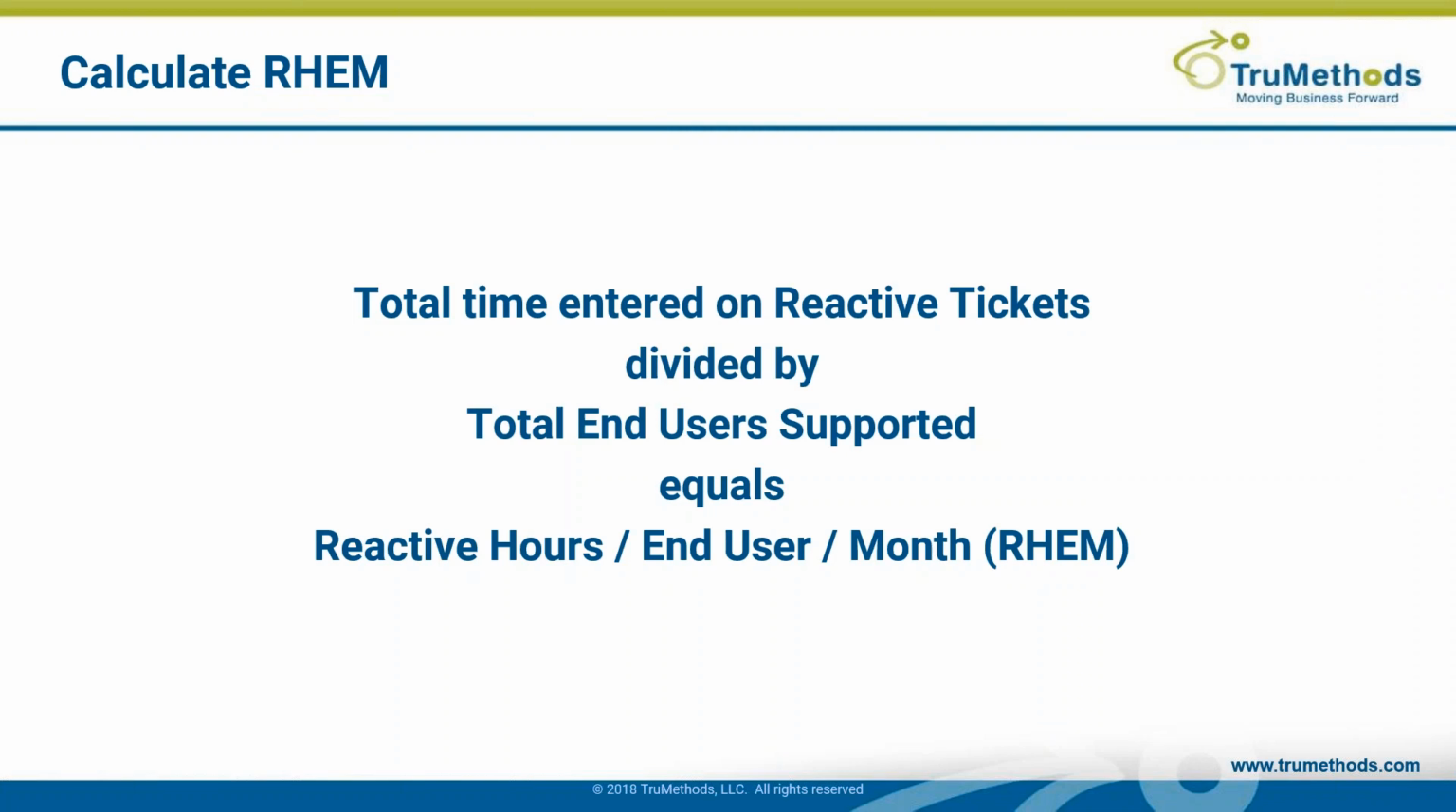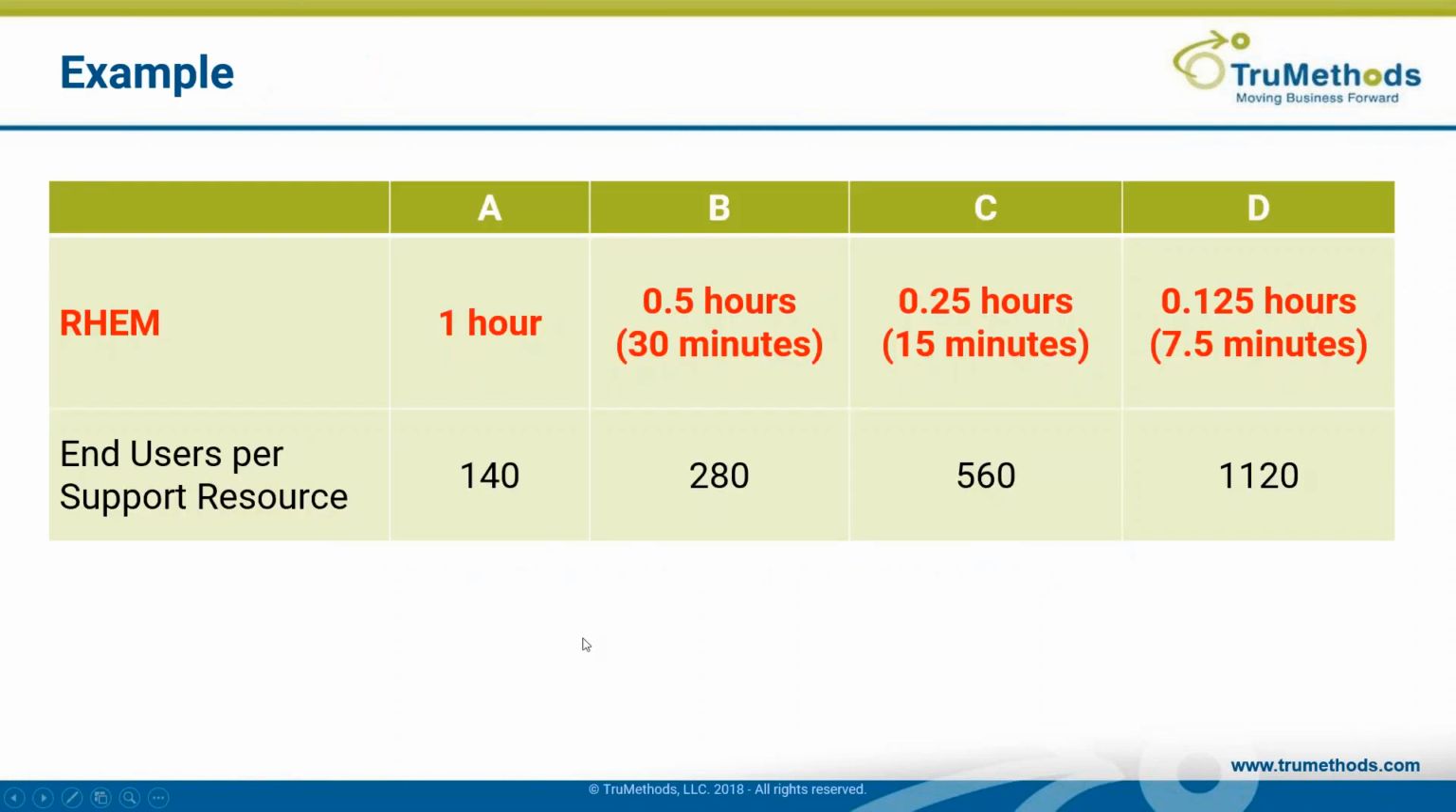Okay. And the reason we use endpoints or end users per month is that it gives us a common denominator. So you can look at it whether you just manage 50 end users or whether you manage 500 or 5,000. That's why it gives us something that we can really align with. So here's the graph, Bob. If your REM, your reactive hours per end user per month, is an hour, you do this calculation, it comes out to an hour. That means every support resource can support 140 end users.